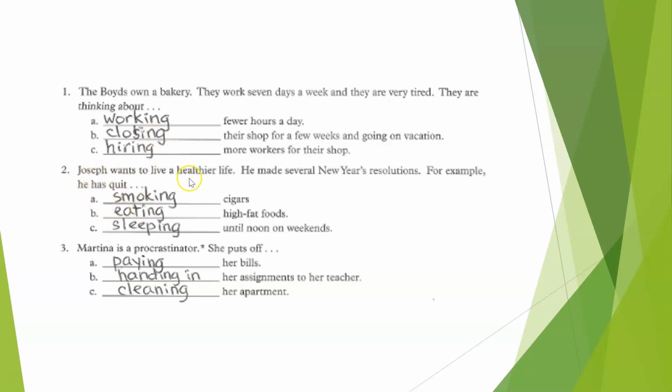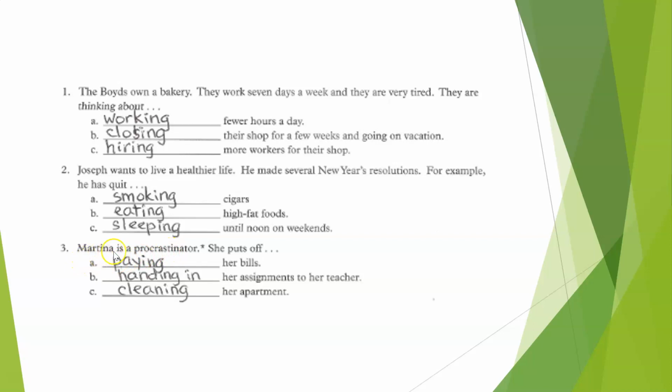2. Joseph wants to live a healthier life. He made several New Year's resolutions. For example, he has quit A. Smoking cigars, B. Eating high-fat foods, and C. Sleeping until noon on weekends. So quit smoking, quit eating, quit sleeping.